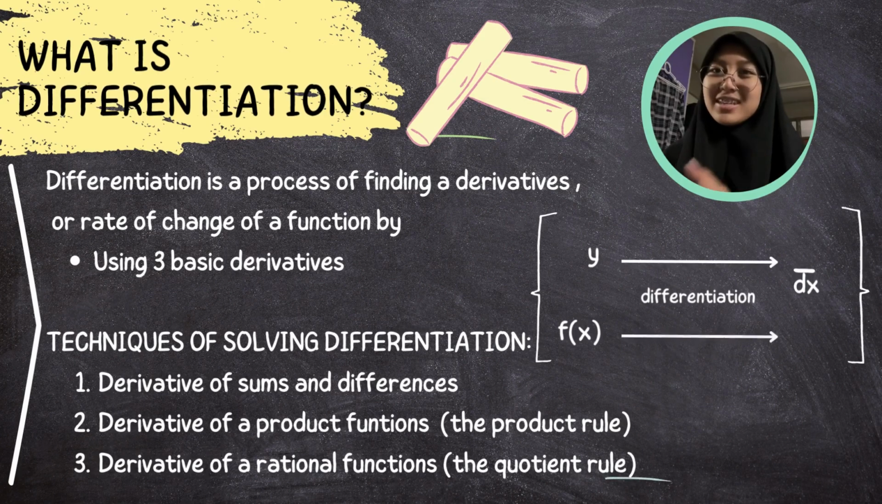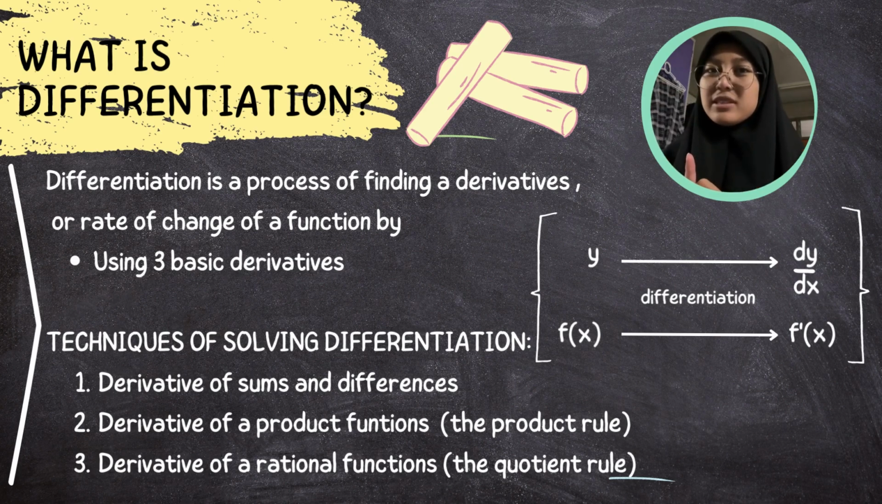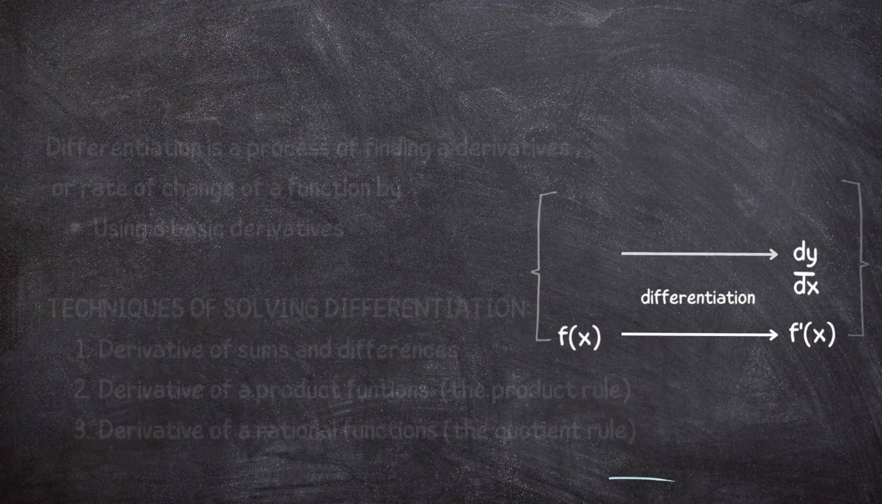So, what is differentiation? Differentiation is a process of finding a derivative or rate of change of a function by using three basic derivatives. There are three techniques of solving differentiation. Firstly is derivative of sums and difference. Secondly, derivative of a product function which is called the product rule. Lastly, derivative of a rational function which is called the quotient rule. When we differentiate y, it will become dy over dx. And same goes to f(x). When we differentiate f(x), it will become f prime x.